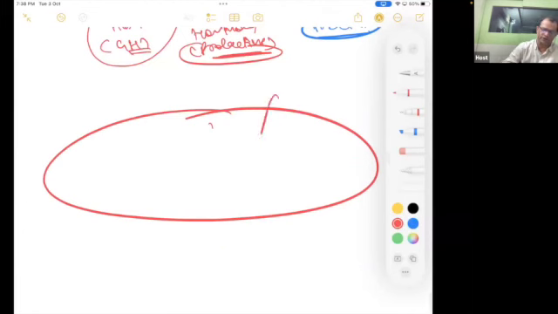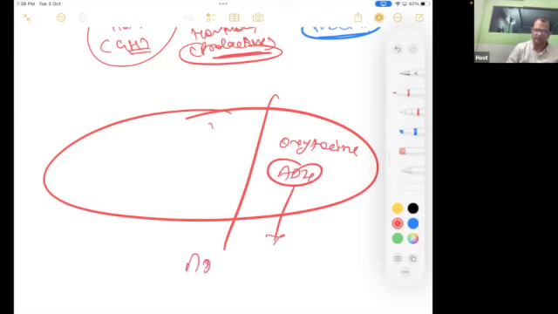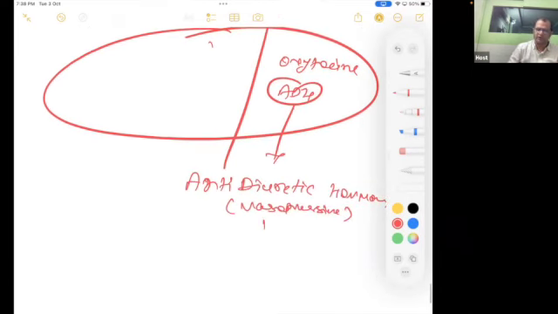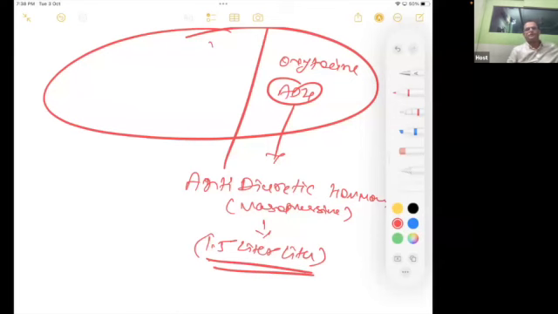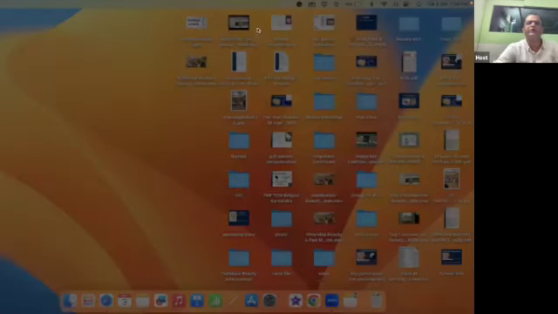So the posterior pituitary is secreting two hormones, oxytocin and ADH. ADH means anti-diuretic hormone. In other words, we are calling it vasopressin. This is the another name. Because of this hormone, you are doing only 1.5 liter urine maximum in a day. Remaining all water it will absorb back. If the ADH is not there, then we will be doing 5 liter, 6 liter urine in a day.